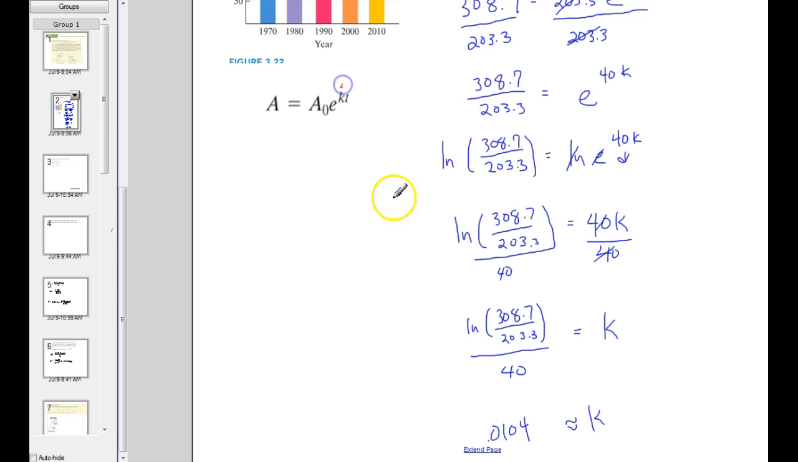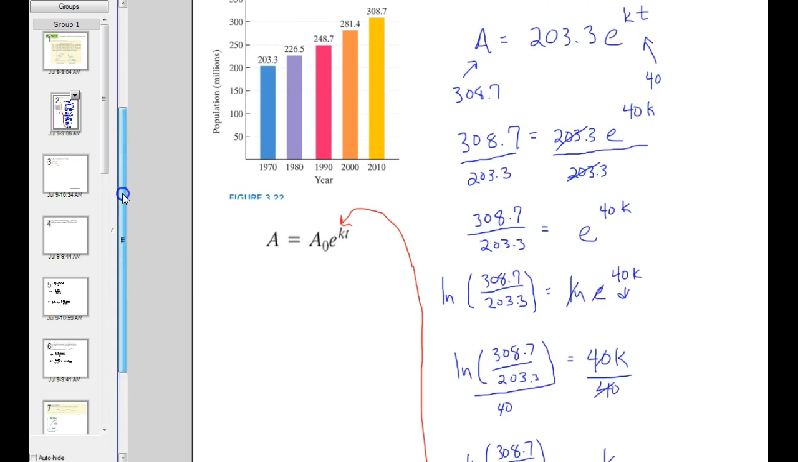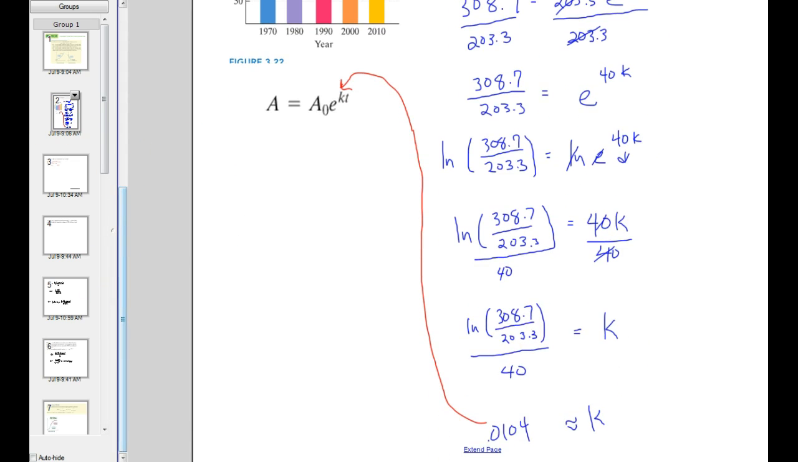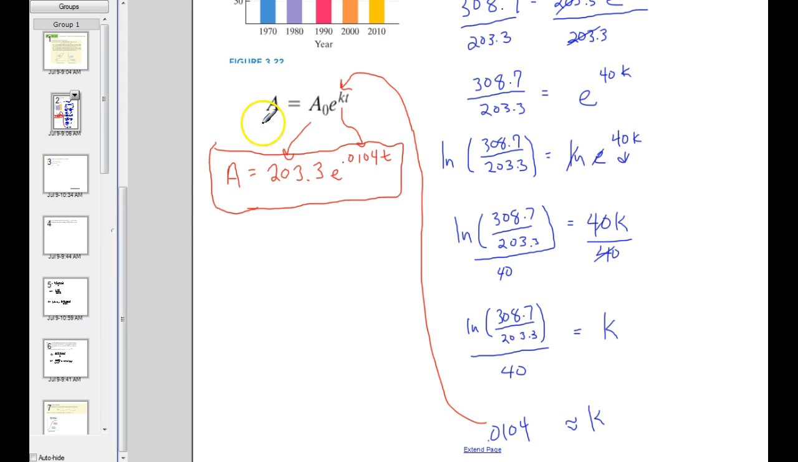Okay, there's k in the original model. So we're going to go back and plug in that value for k right there, along with what we said a naught was, which was 203.3. Alright, and we end up with the model. A equals a naught, which is 203.3, e to the k, which is 0.0104, which we just got down here, times t. Alright, so there's our actual model.